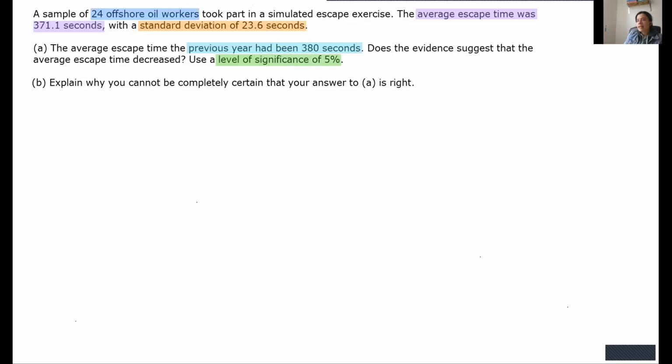So the first thing is offshore oil workers. I have 24 of them, so that means that's the sample size for my problem, right? So my sample size is n equals 24. Then I found a sample average of 371.1, so that means the sample average is equal to 371.1. And the standard deviation is 23.6, that's the standard deviation for the sample, which is S, right? So 23.6. I'm going to have to use a level of significance of 5%, so alpha is equal to 5% or 0.05.